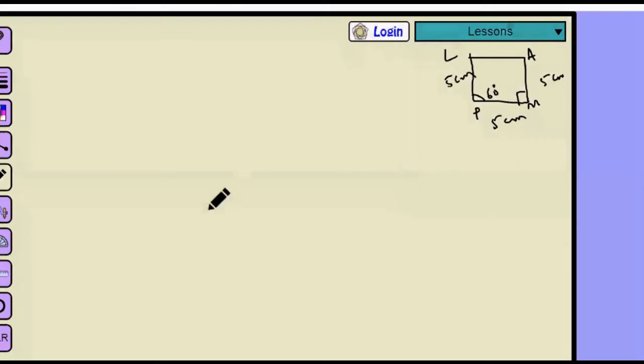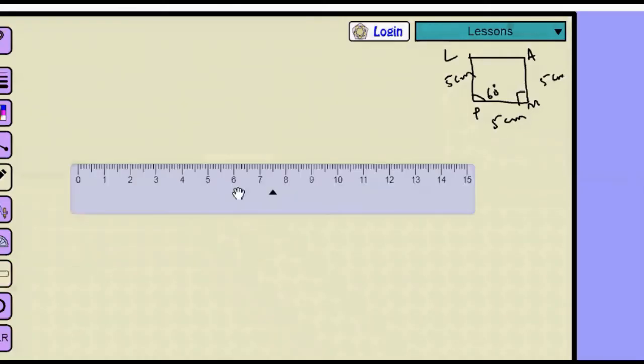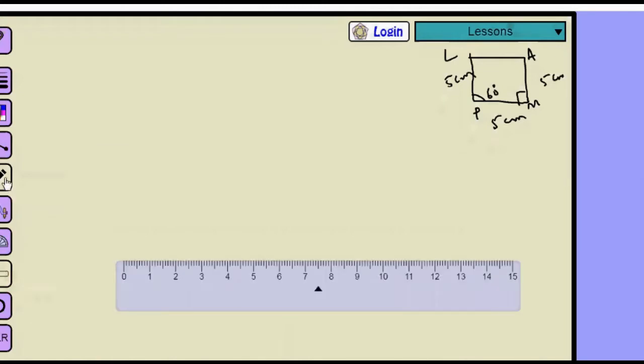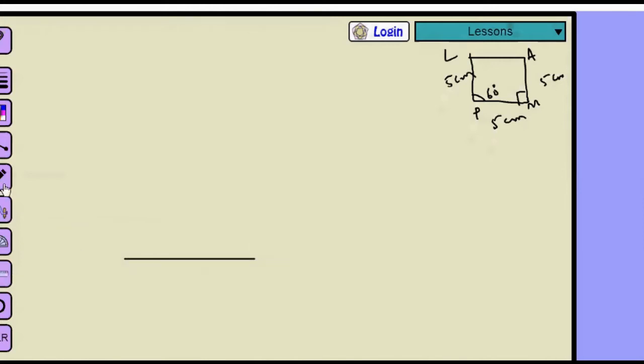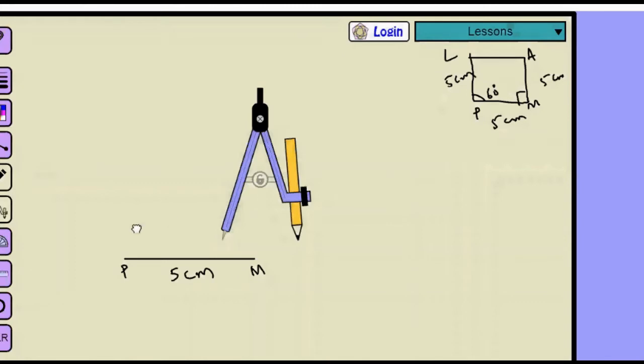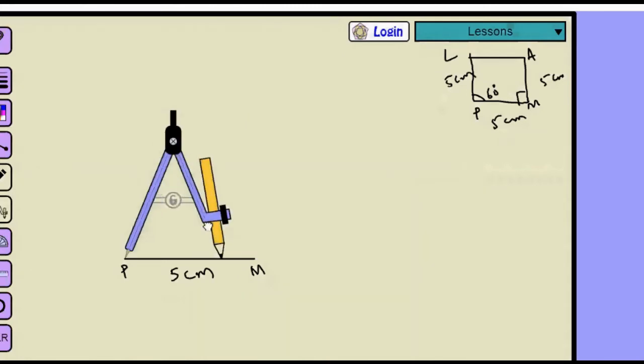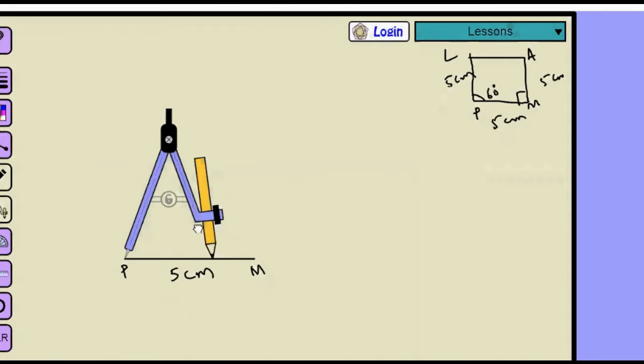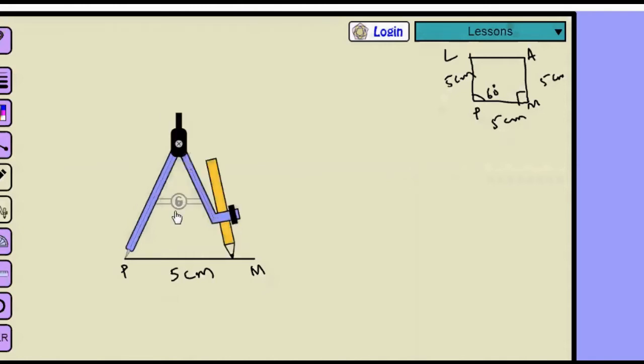Now draw a line segment PM of length 5 centimeters and label it with P and M, measure 5 centimeters. Then after that we are going to construct angle 60 degrees. For that you should take the compass and take the compass radius as more than half of the length of this PM. So I'm taking more than half of this length.